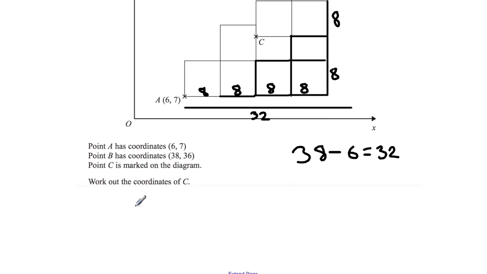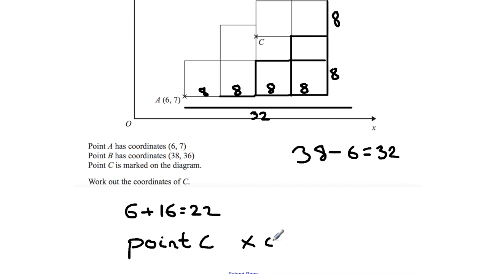So it's 6 plus 16 equals 22. Point C x coordinate equals 22. Bearing in mind the length of each side of the square is 8.